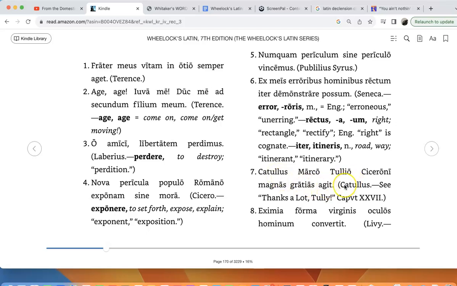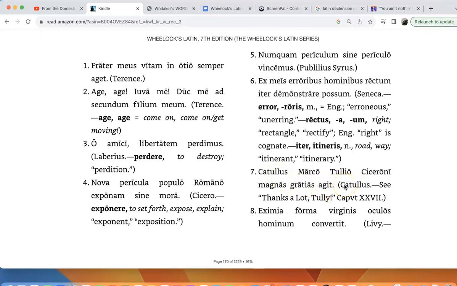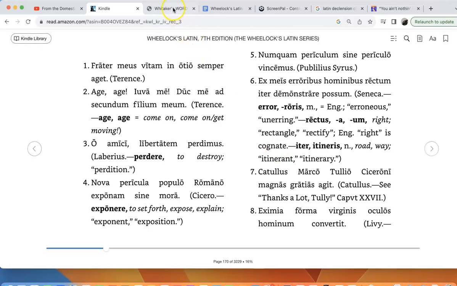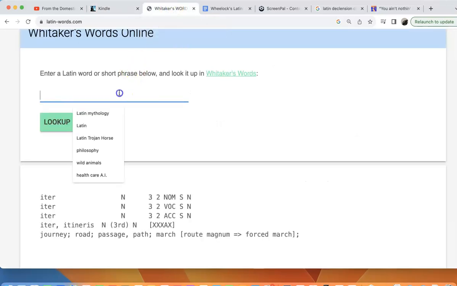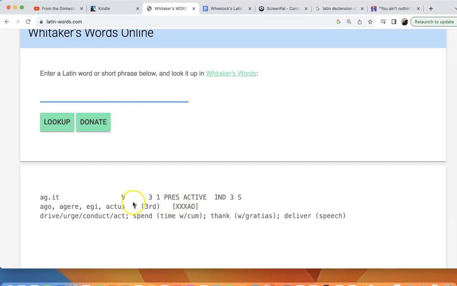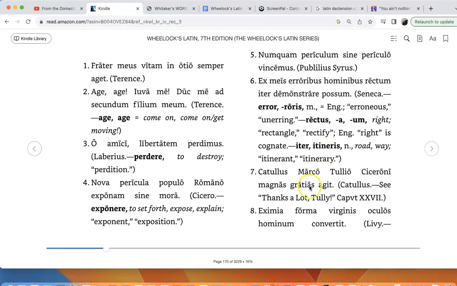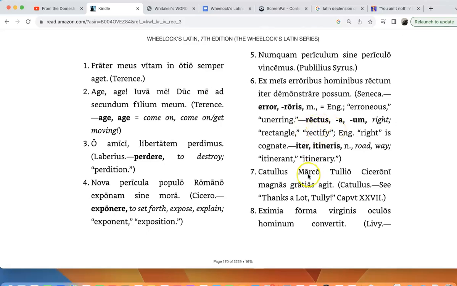Catullus. So here we have Catullus, major Roman poet. Agit. Once again, this is a good opportunity to review our verb tenses. So agit is present tense. Aget is future tense. So this one can take some time to get used to because third conjugation doesn't follow the bo, bis, bit as the first and second conjugation do.